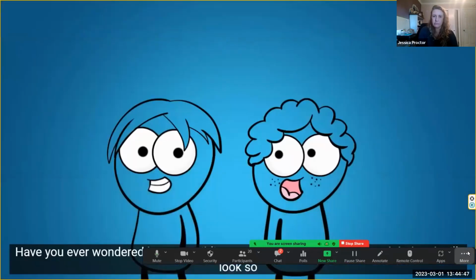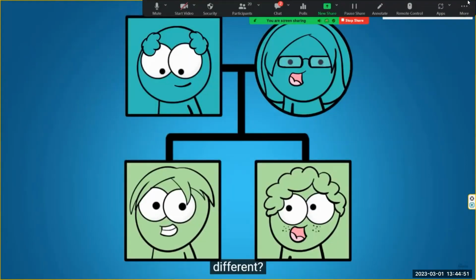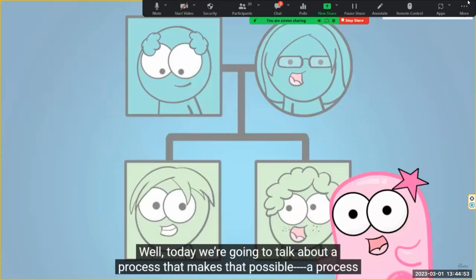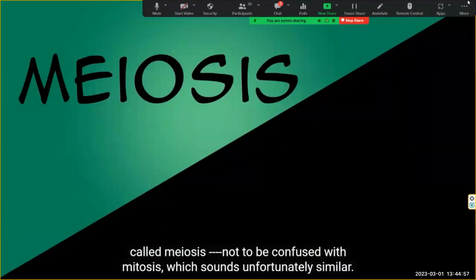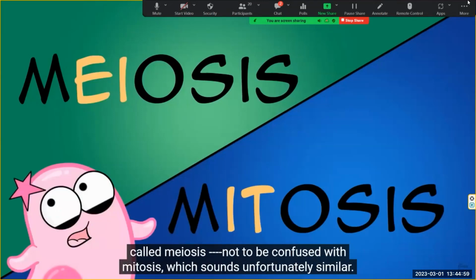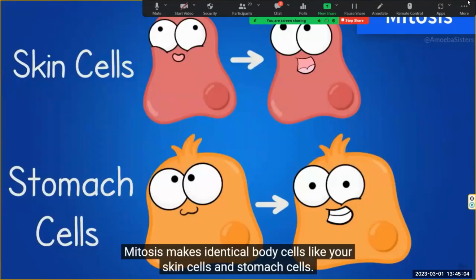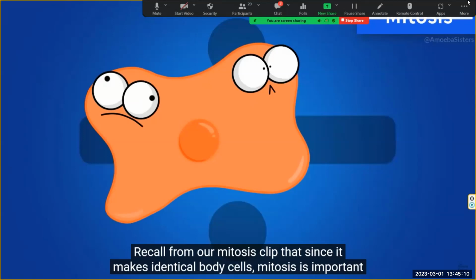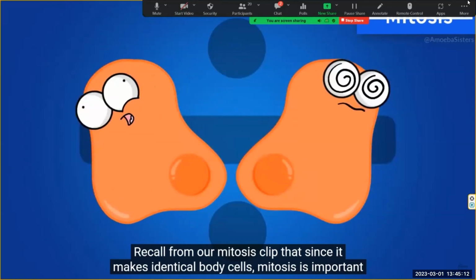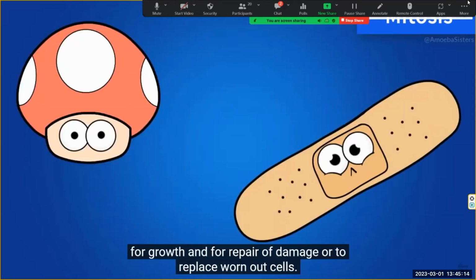Have you ever wondered how two siblings can have the same mom and dad and still look so different? Well, today we're going to talk about a process that makes that possible, a process called meiosis, not to be confused with mitosis, which sounds unfortunately similar. Mitosis makes identical body cells, like your skin cells and stomach cells. Recall from our mitosis clip that since it makes identical body cells, mitosis is important for growth and for repair of damage, or to replace worn-out cells.